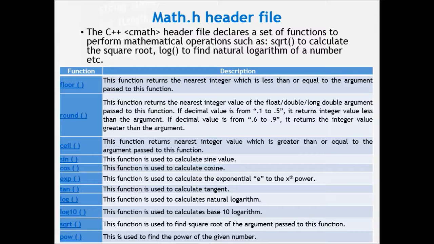Similarly, to find the power of one integer raised to the power of a second integer, we use the function pow, and to find the square root of a given number we use sqrt. The sqrt function is used to calculate the square root of a floating point number.